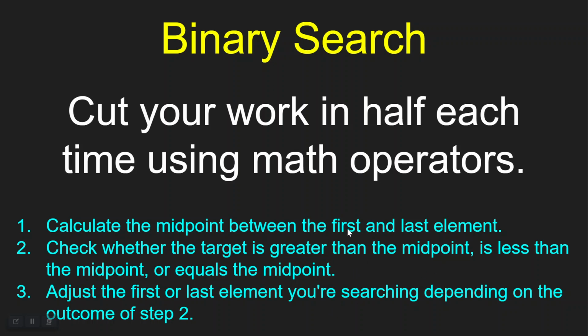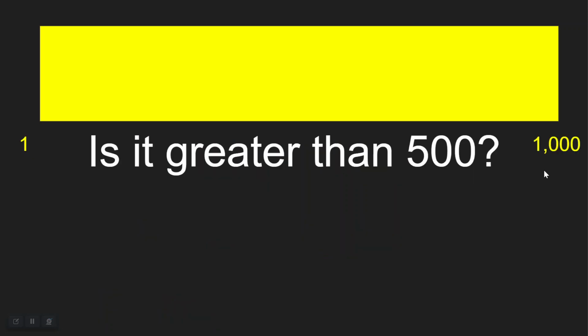Calculate the midpoint, check whether the target equals the midpoint, whether or not it's greater than the midpoint or whether or not it's less than the midpoint. And then again, we have to adjust. Depending on the outcome of this, we have to adjust either the first or the last element. So let's go ahead and look at, in a general sense, how this would work.